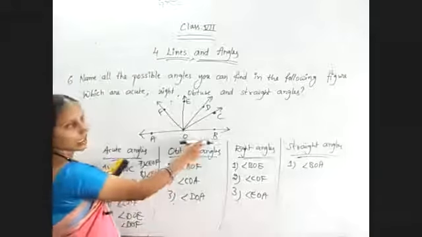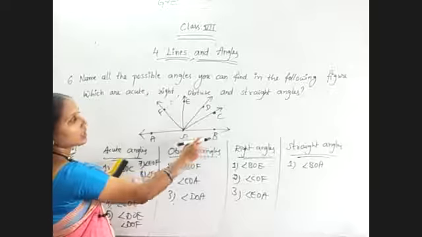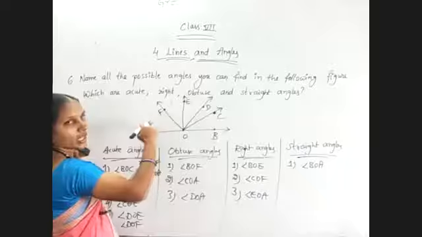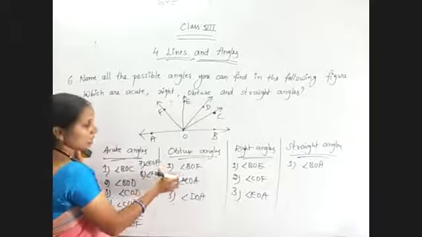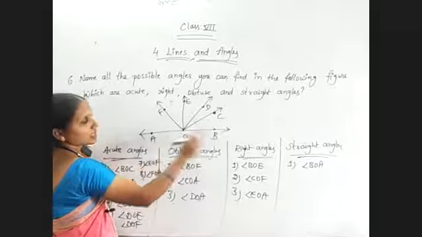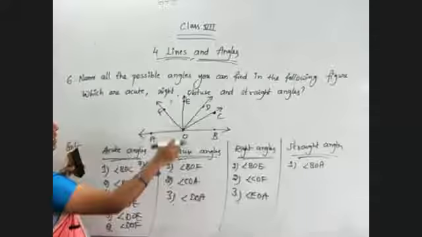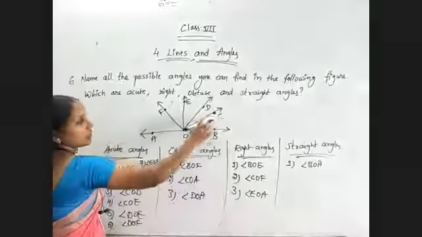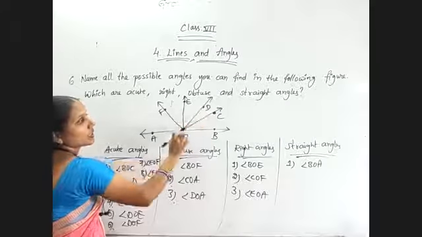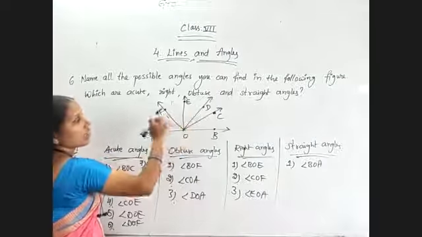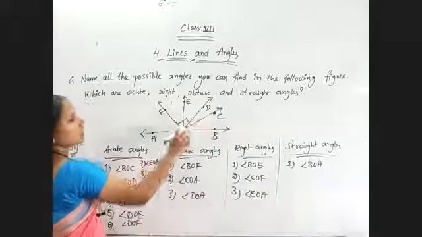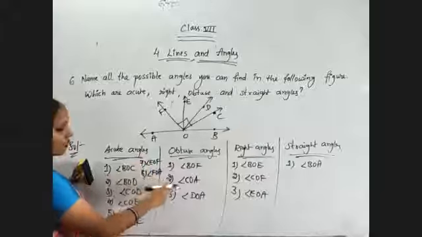Now again I am taking the ray OB itself. So BOD is acute, BOA is right angle, BOF is more than 90, so it is an obtuse angle, BOF. Okay. Next, BOA is a straight angle. Next, coming to the second ray, OC as base. Now, COD acute, COE acute, COF 90 degrees. So, right angle. Next, COA more than 90, so it is an obtuse angle.